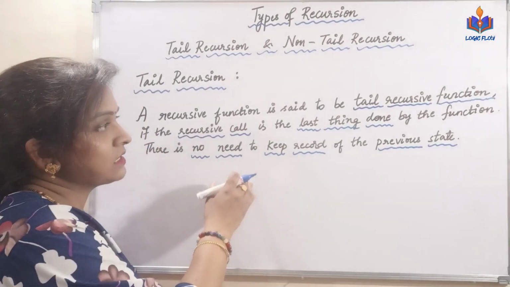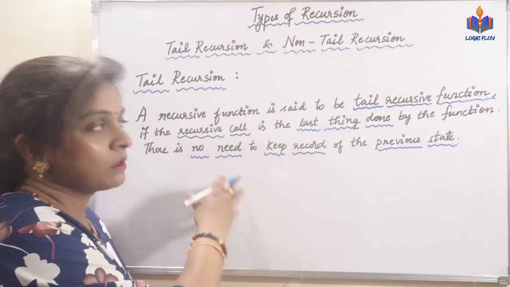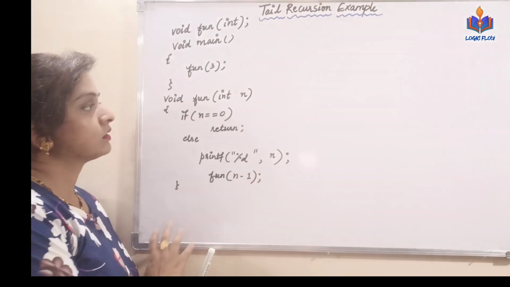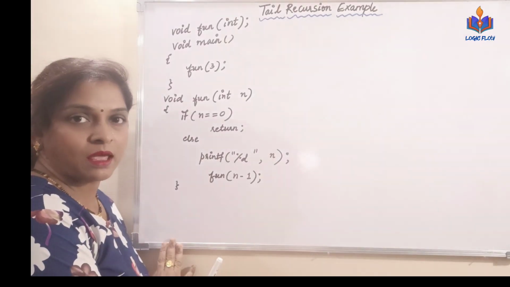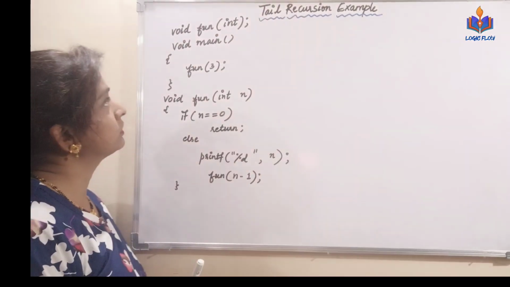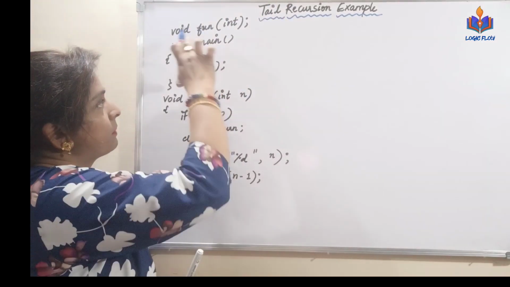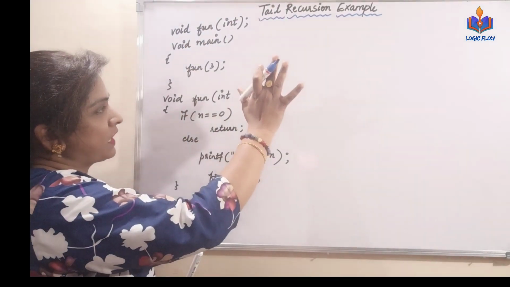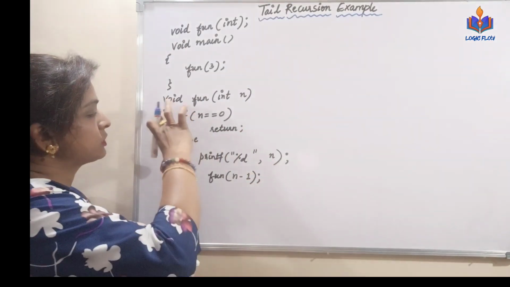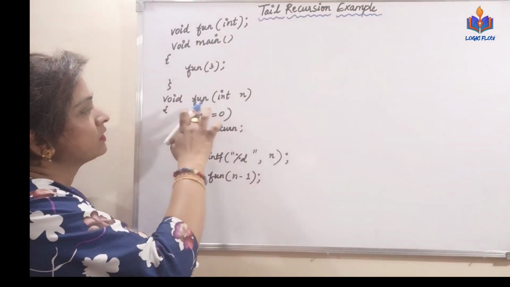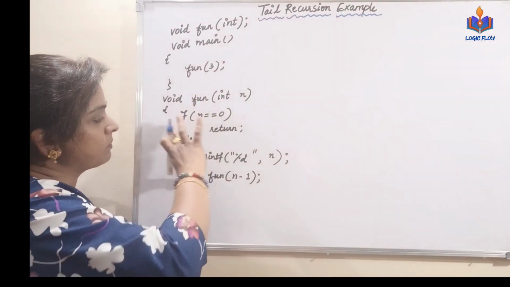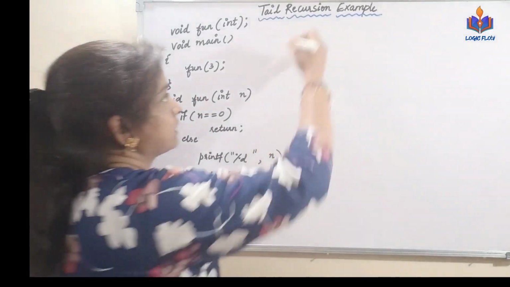So let us understand tail recursion in a better way with an example. Here we have a very simple example. We have the function declared as fun, taking one argument, and in the main function we have only one function call, nothing else. This is the function definition part, function with int n, which is the complete part. So let us see what happens.